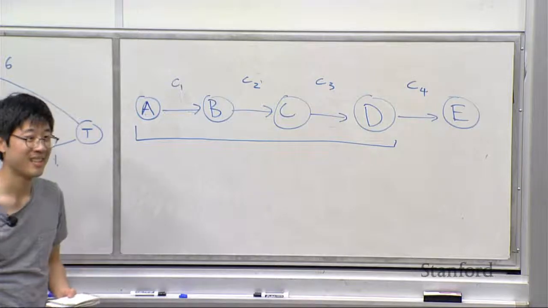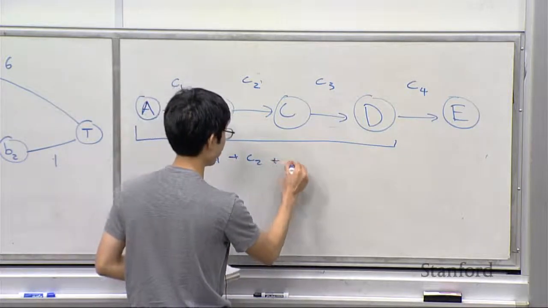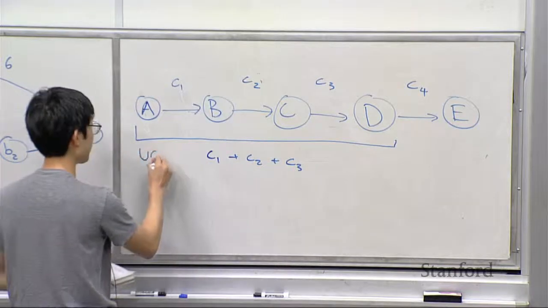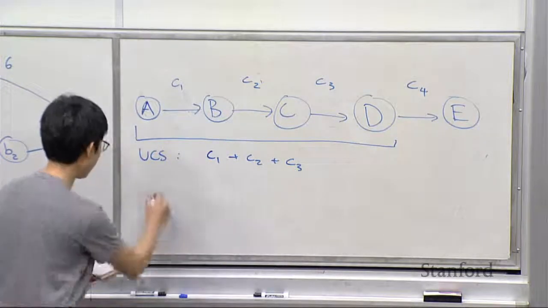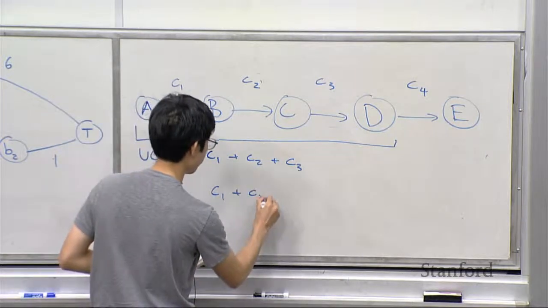All right, right here, C1 plus... Yeah, the answer is just C1 plus C2 plus C3. That's how uniform cost search perceives the cost of this path. Now, we said that A star perceives the cost like this. So it's C1 plus C2 plus C3.